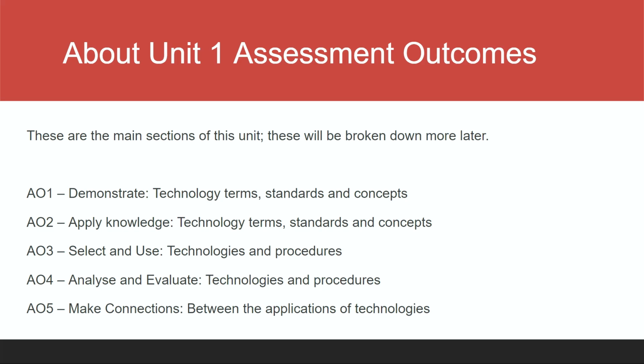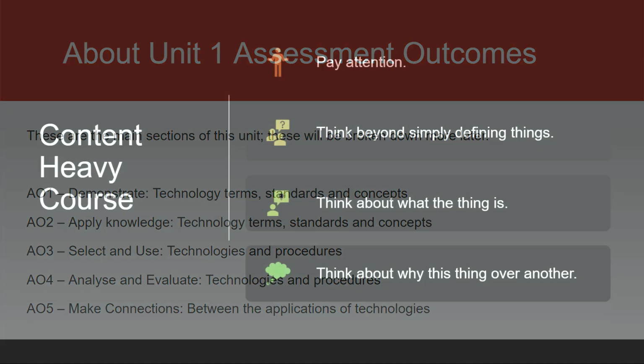So we have AO1 all the way through to 5. So for AO1 is technical terms, standards and concepts. For AO2, you have to then apply that knowledge, apply those technical terms, standards and concepts. For AO3, we have to select and use technology and procedures. AO4, we have to analyze and evaluate. And AO5, we have to make connections. We have to know how to link things. How does this link to that? Why does this link to that?